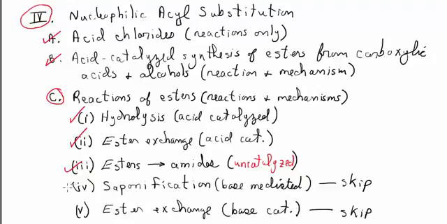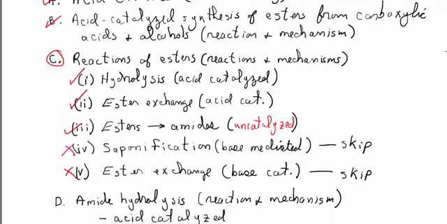Saponification we are going to skip, and base catalyzed ester exchange we're going to skip. Notice that acid catalyzed ester exchange, we already covered that. It's just the base catalyzed one that we're not going to deal with. And then the final topic will be acid catalyzed amide hydrolysis, and that will finish up everything under reactions of esters and also everything within this particular chapter.